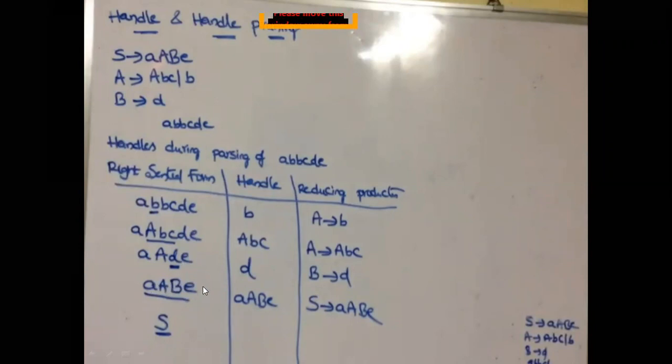This is the substring, and we are placing in the handle, and this is replaced with the left side non-terminal, that is capital S. So we are considering the given input string and finding the starting symbol by using bottom up parsing. So we are using it in a reverse order.